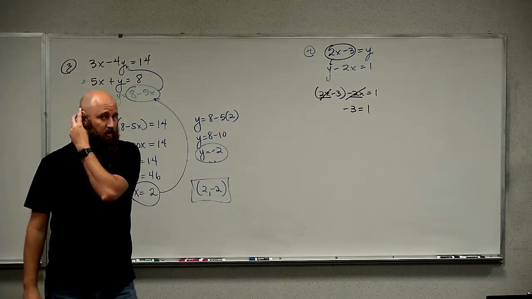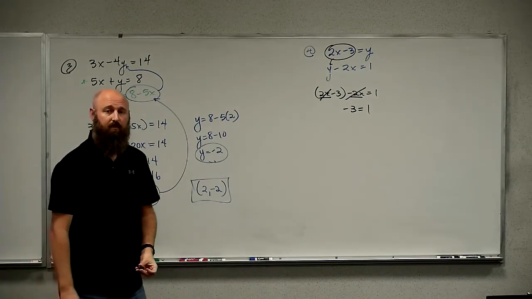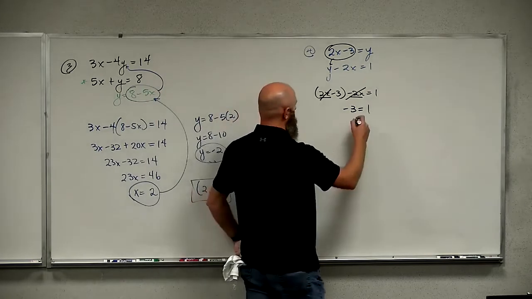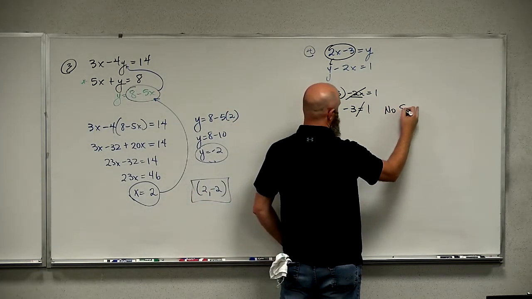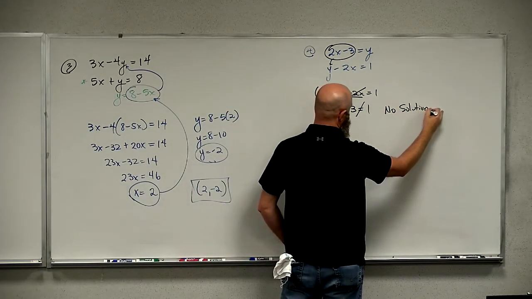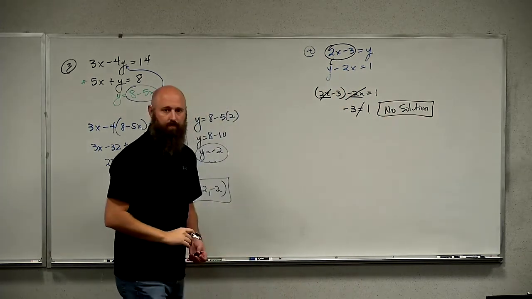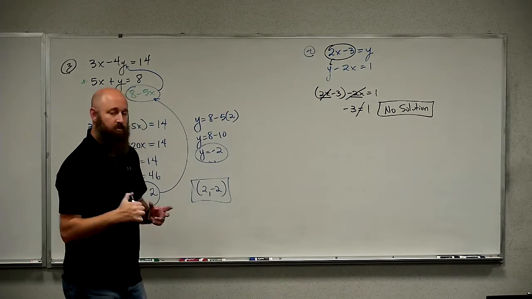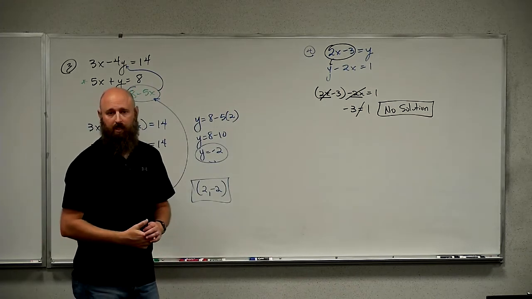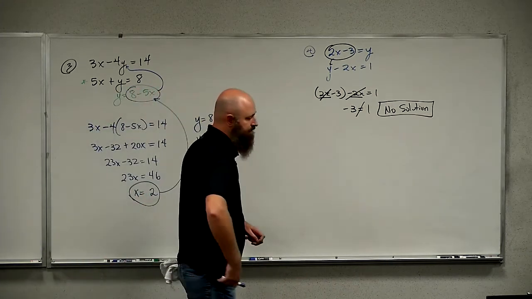Well, -3 doesn't equal 1. There's no x to solve for. This is not true. So this is no solution. Okay, since that's not true, we do look for those things. We can still have a no solution with these pieces.